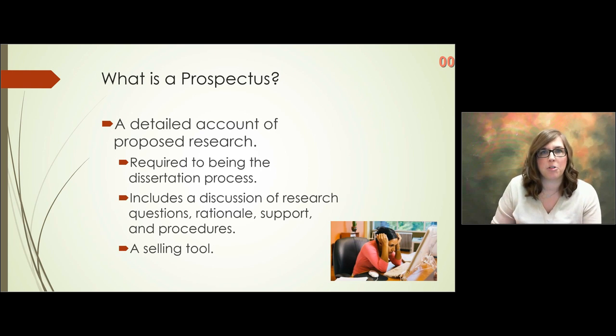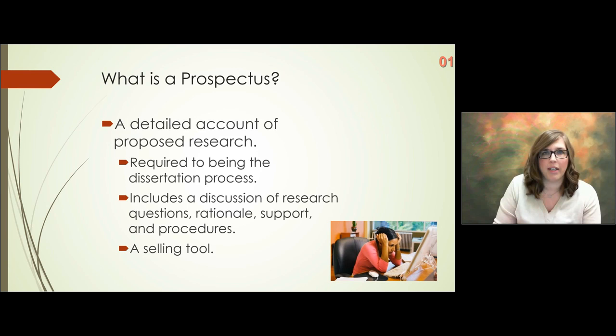So really, a prospectus is the first time you're putting pen to paper or fingers to keyboard about your research. And what it is and what you should really approach it as is a commercial. You're selling this idea, you're selling your research to your chair. And by the way, you should already have a chair if you're working on your prospectus. You may not have committee members, but you at least have a chair, but you should be on your way to having a full committee by the time you work on your prospectus. But you are selling this idea to them as viable research.